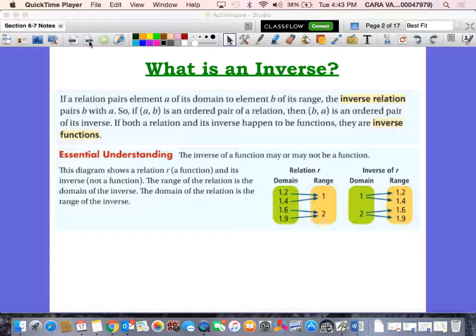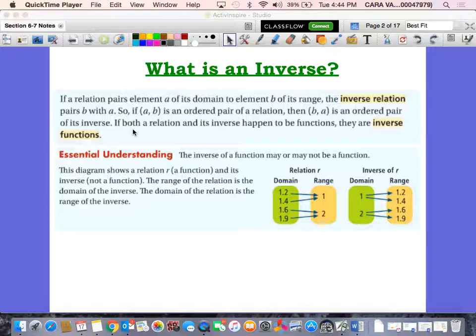Let's first talk about what is a function. This first line here is a little bit wordy and it's a little bit confusing, so I'm going to drop down to the part that says, so if you have a point (a, b), it's an ordered pair, then (b, a) is an ordered pair of its inverse. So literally, another way to say this, if you want to find the inverse, all you have to do is switch the x and the y.